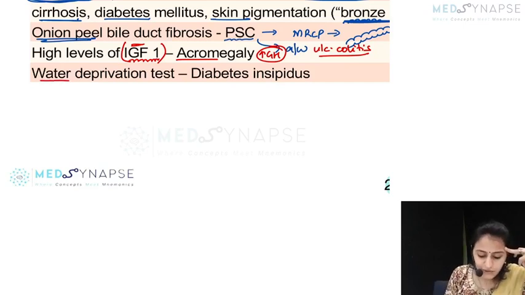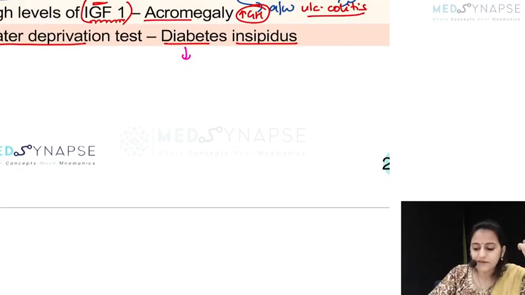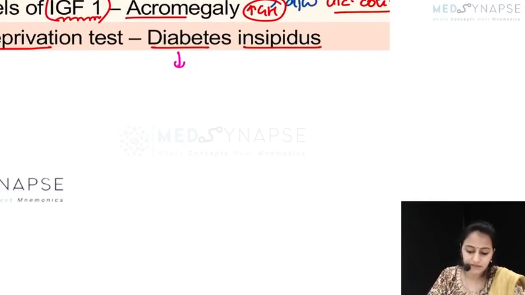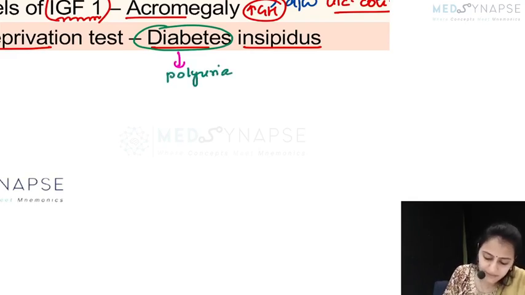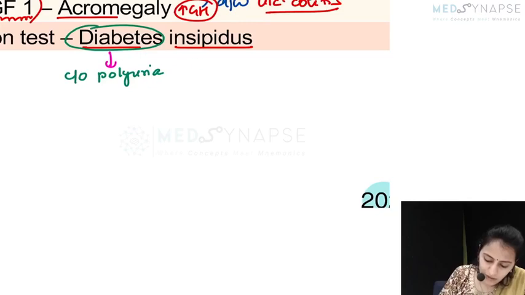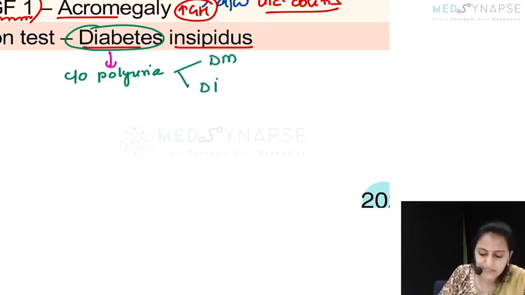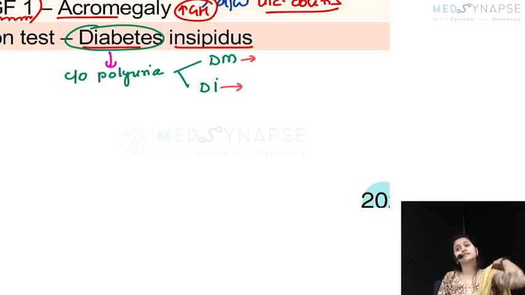For which condition you do water deprivation test? Diabetes insipidus. Diabetes insipidus presents with, what is the clinical history given? Any diabetes, remember, insipidus or mellitus, basically will present with polyuria. Okay, this will present with polyuria. So, be it diabetes mellitus, be it diabetes insipidus. How is the urine osmolality in diabetes insipidus? Urine osmolality is low or high?